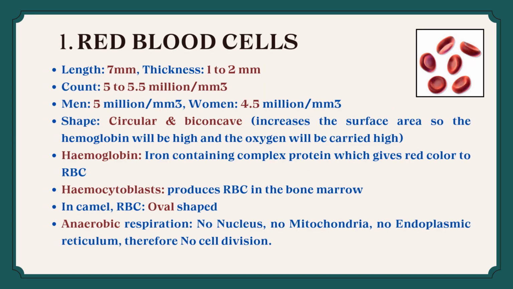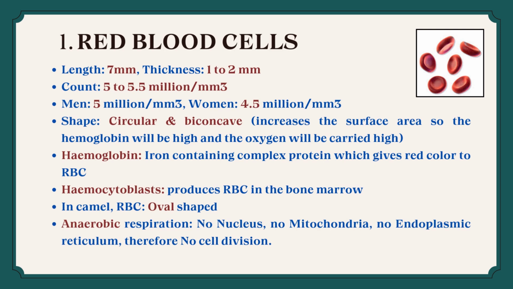Red blood cells. Red blood cells are about 7 micrometers in diameter and 1.2 micrometers in thickness. There are totally 5 to 5.5 million red blood cells per cubic millimeter in our blood, of which men have about 5 million per cubic millimeter, whereas women have 4.5 million per cubic millimeter, which is lesser than men. The shape of the red blood cells is circular and biconcave. This shape increases the surface area so the hemoglobin will be high and oxygen will be carried in high amounts.